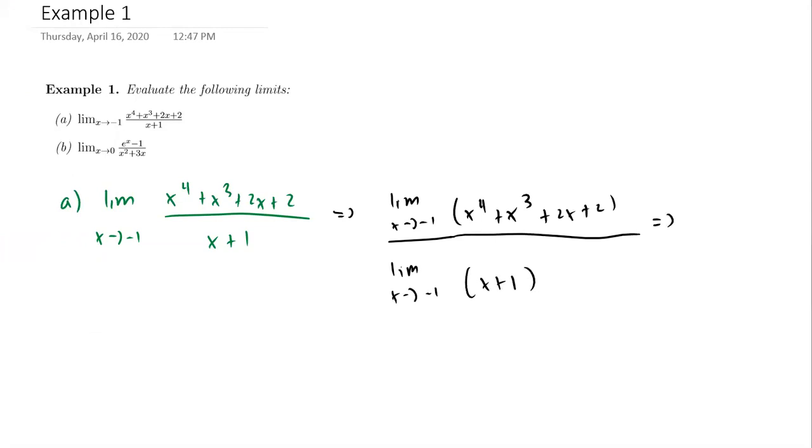If we plug in, both we can plug in the limit. It's a polynomial, right? So remember, it's plugging in -1. What do we get? We get 0 over 0, so we get an indeterminate. What does that mean? We can use L'Hopital's rule.